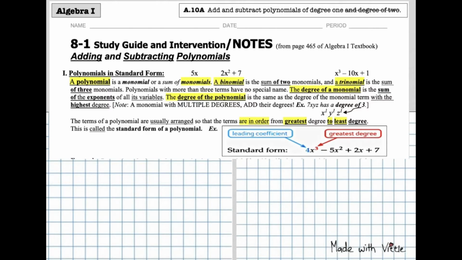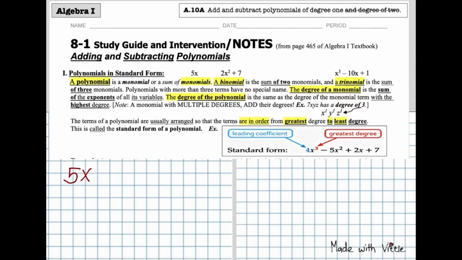Today, our objective is 8.10a, add and subtract polynomials of degree 1. It is about adding and subtracting polynomials. We will learn first what are polynomials, what are monomials, binomials, and trinomials. What is the degree of a monomial? How do you write polynomials in standard form? And which one has the greatest degree and therefore is considered the leading coefficient?